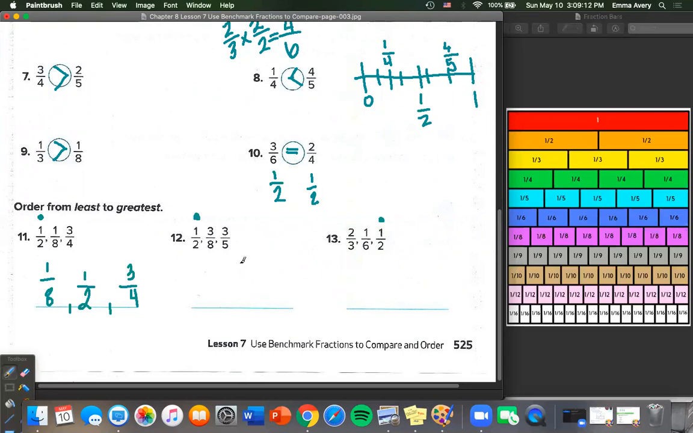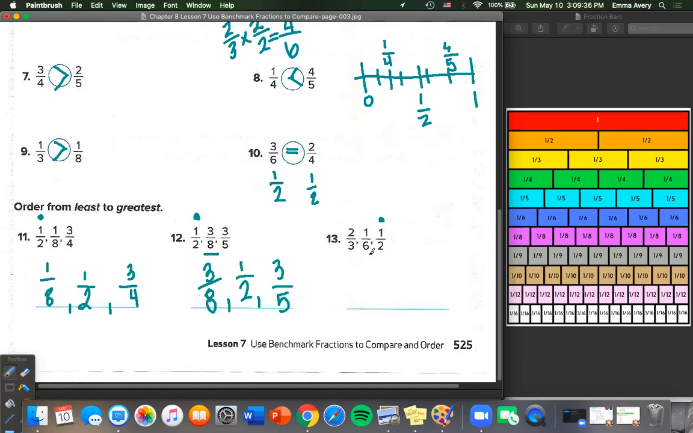Now we have 12. Well, 1/2 is going to be in the middle because that's our benchmark fraction. And then we can do our numerator trick where these have the same numerator. So which one has the larger denominator? That's 8. So 3/8 is smaller than 3/5.